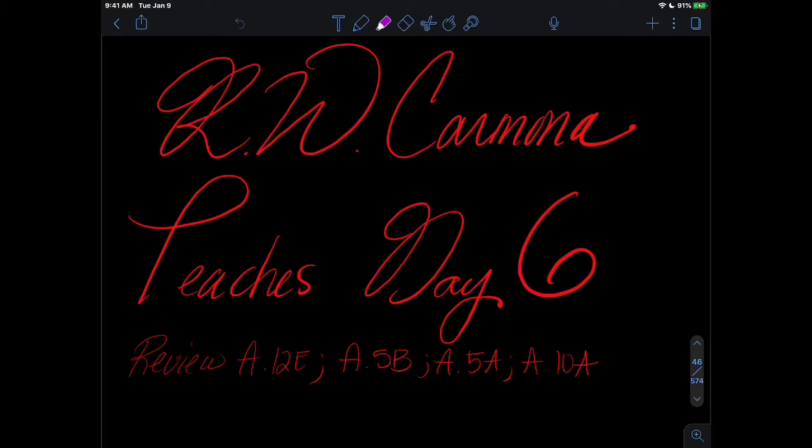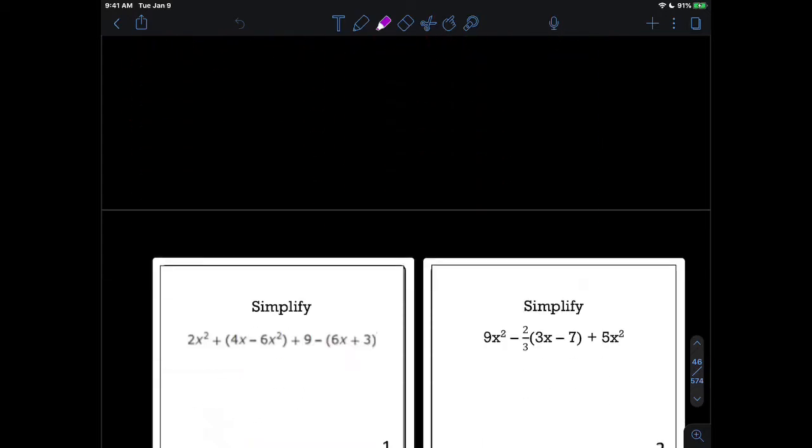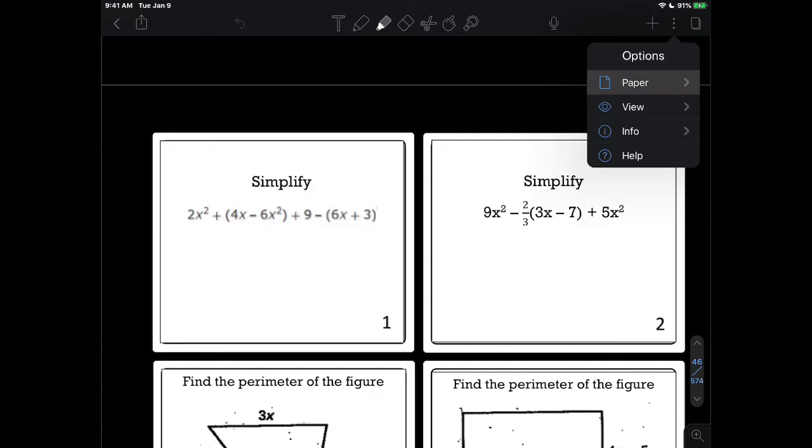Algebra 1, Day 6. Today we're going to be reviewing the entire unit. So we're going to be taking a test over the material, a very, very short test that's super easy and super simple. And I want you guys to get a thorough review of everything. So once you've completed the problems, I've also given you a video on how to do them. So let's go ahead and get started.